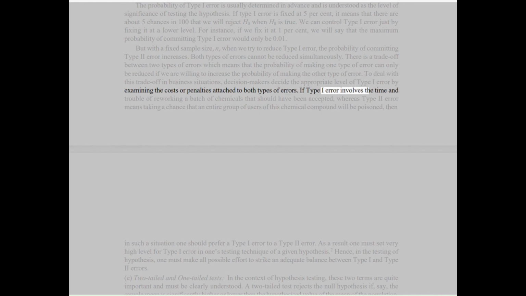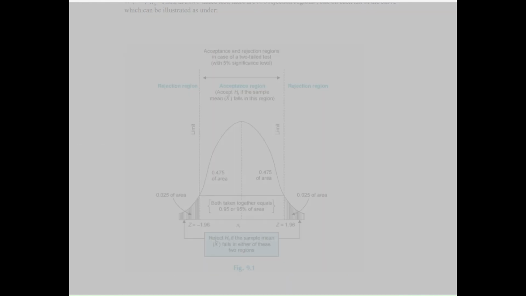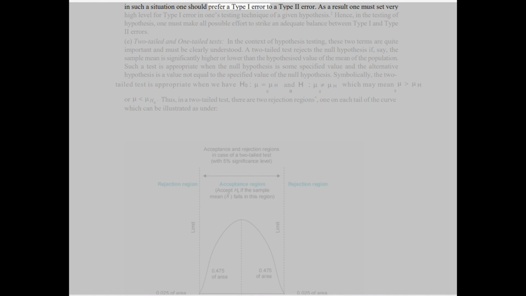If type I error involves the time and trouble of reworking a batch of chemicals that should have been accepted, whereas type 2 error means taking a chance that an entire group of users of this chemical compound will be poisoned, then in such a situation, one should prefer a type I error to a type 2 error. As a result, one must set a very high level for type I error in one's testing technique of a given hypothesis. Hence, in the testing of hypothesis, one must make all possible effort to strike an adequate balance between type I and type 2 errors.